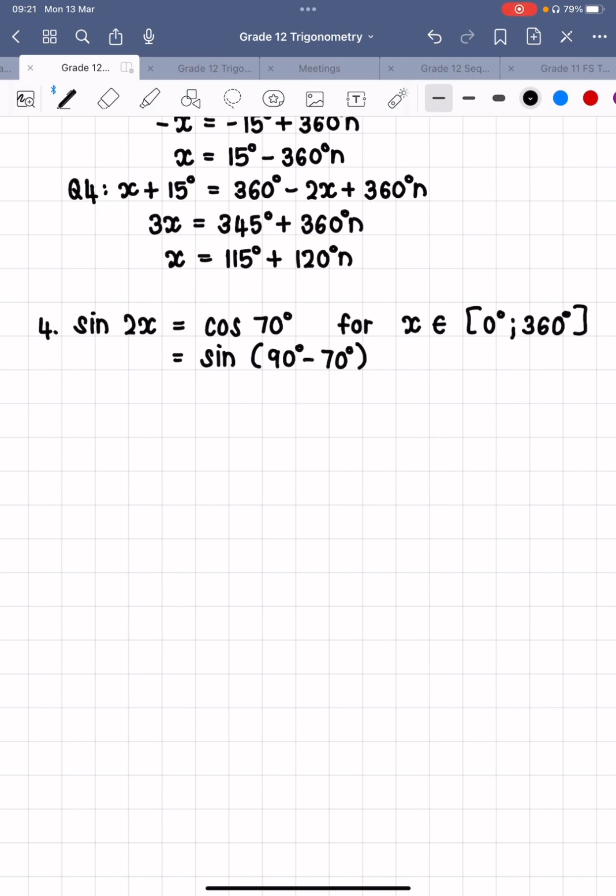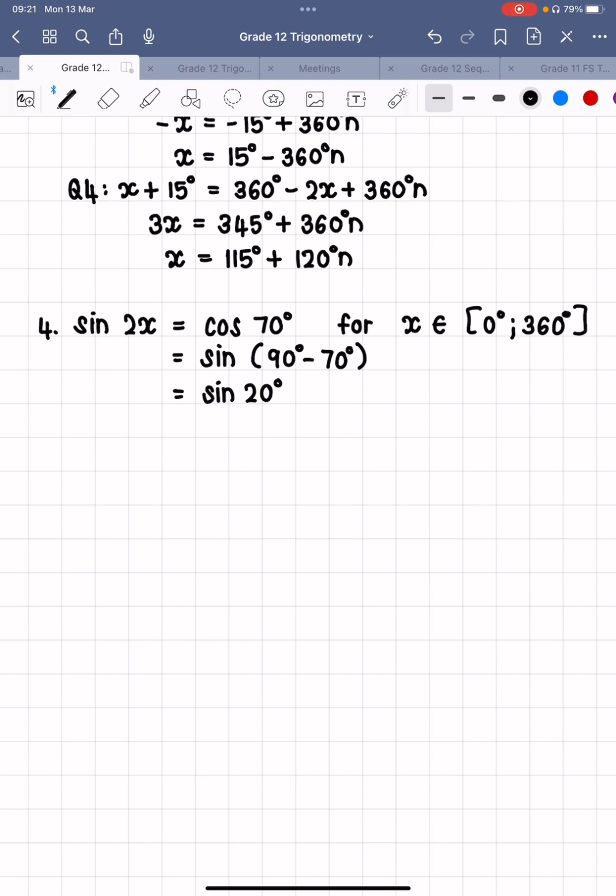Do you remember co-ratios from last year? As soon as you do a 90 minus, you have to change your cos to a sine. So this is actually going to give us sine 20. Guys, if you're on a test or exam and you're not sure whether you've done that co-ratio thing correctly, literally take your calculator. Okay, no one's going to know.